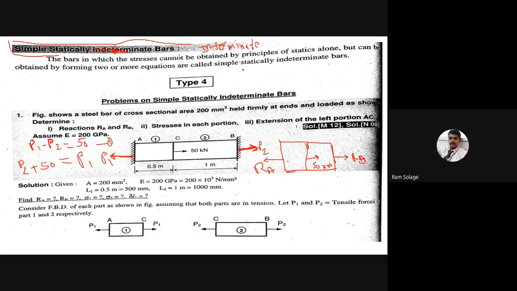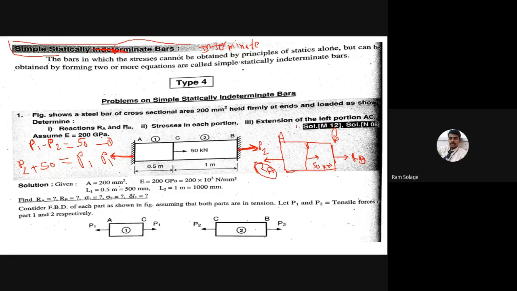Also, in this figure, I have shown that whenever there is a fixed support or any support, a reaction will occur. So at point A and at point B there will be fixed support. So RA is the reaction at point A, and RB is the reaction at point B. Correct? They are showing RA and RB.